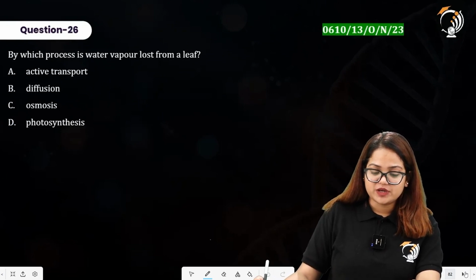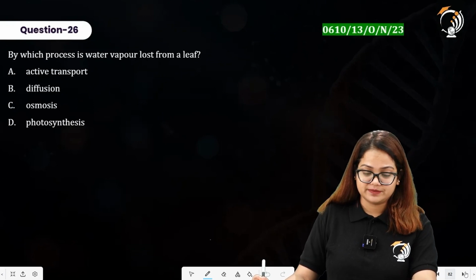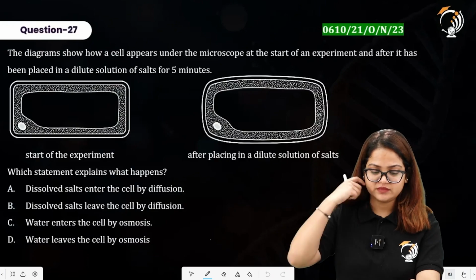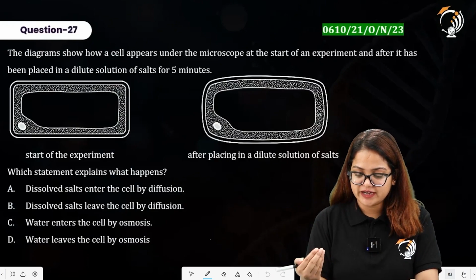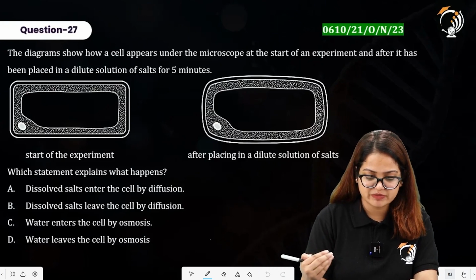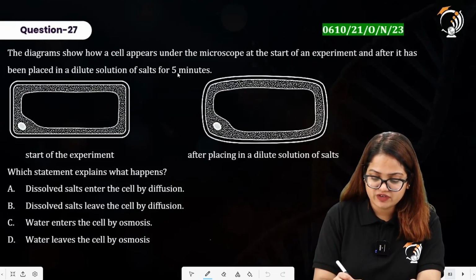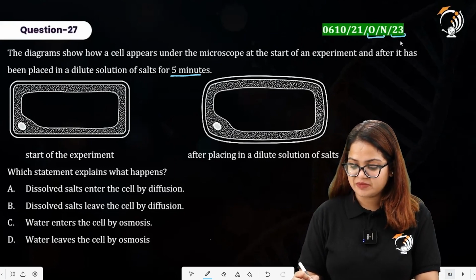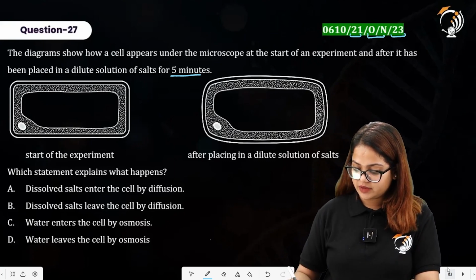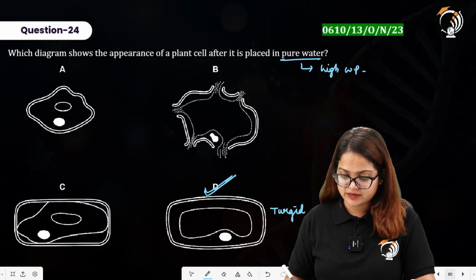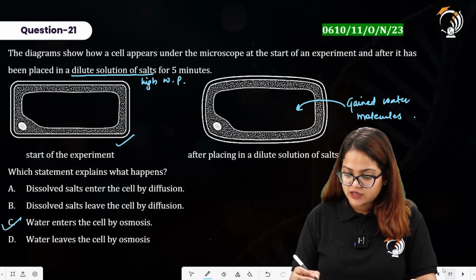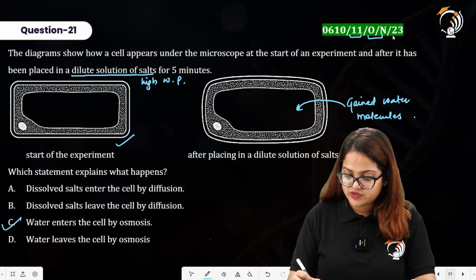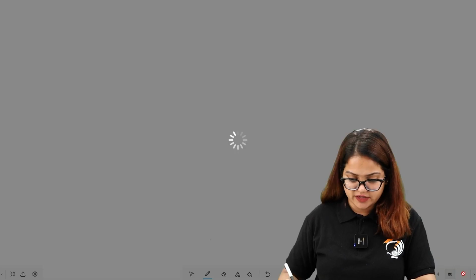Question number 26 says, by which process is water vapor lost from a leaf? Alright, so it is lost by the process of diffusion. The diagram shows how a cell appears under the microscope at the start of an experiment and after it has been placed in a dilute solution of salt for 5 minutes. So, it has come in the October-November series of 2023 examinations. The paper variant is 21. It also came in the October-November series, paper variant 11, for the year 2023. So, option C here is the right answer.